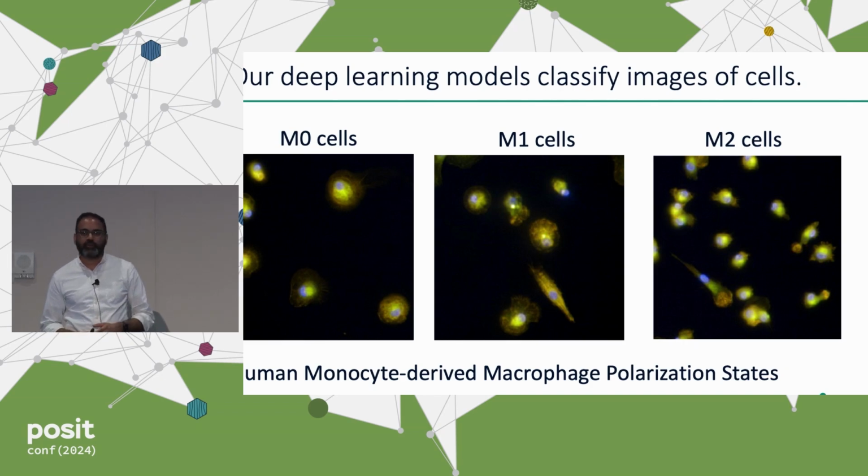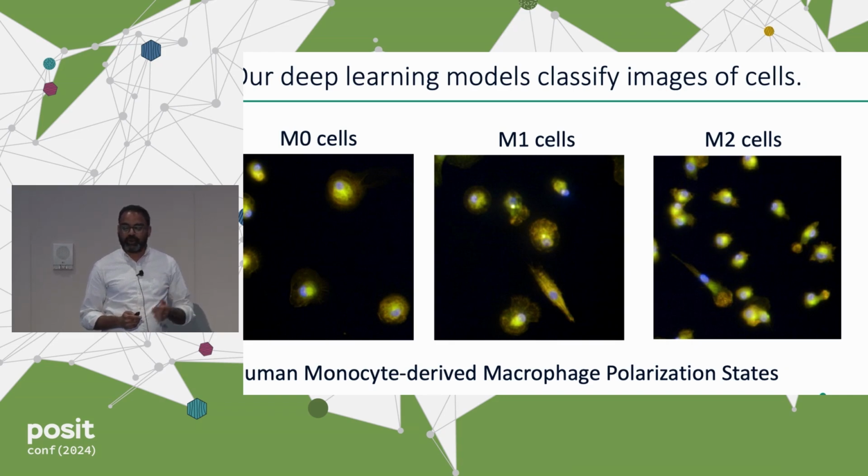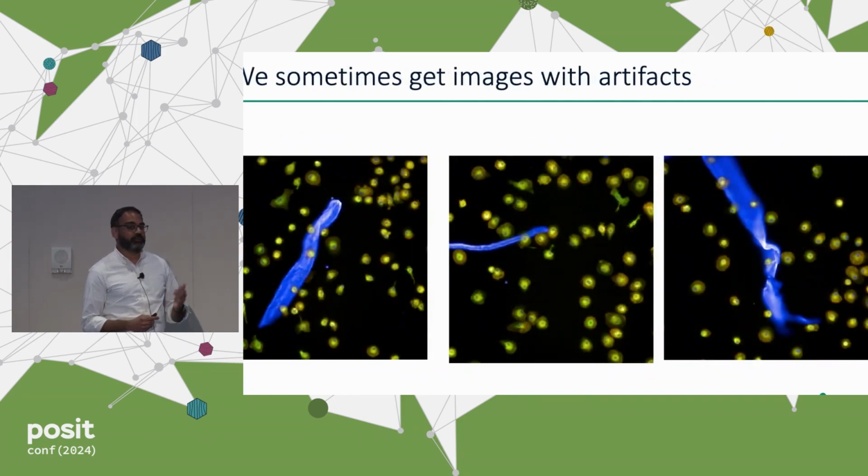Our deep learning models classify images like this. These are images of cells, specifically macrophages. Don't worry about that. I'll get to what macrophages are. So the images look like this, but sometimes they look like this. Though they look pretty, these have artifacts in them. What are artifacts? Artifacts could be debris, could be hair. Sometimes the liquid dries out, so you don't get a good image. So artifacts are a bad thing, even though these images look pretty.